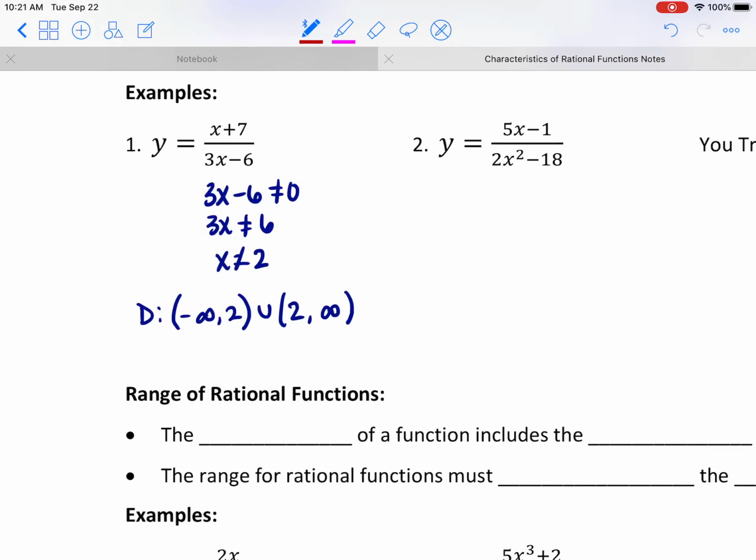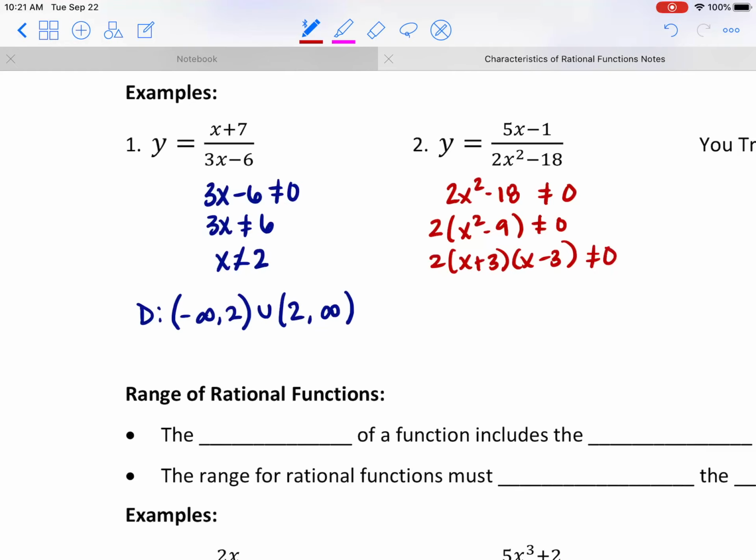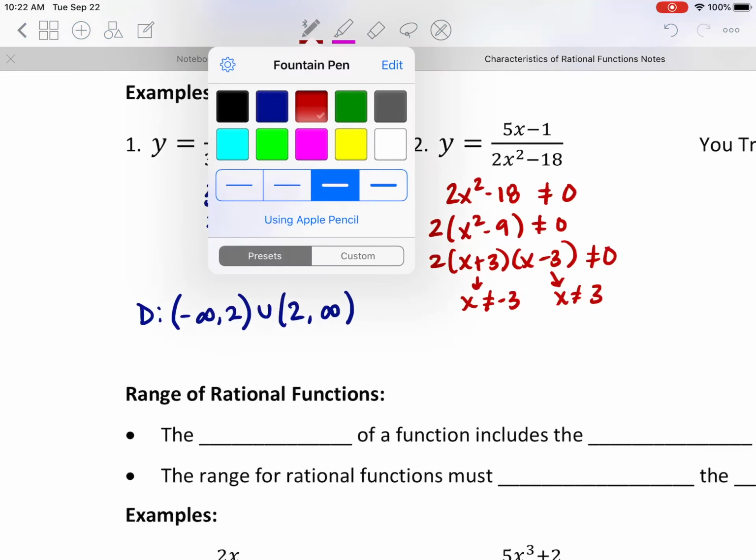Same concept. We know our denominator can't equal 0. So if 2x squared minus 18 cannot equal 0, let's see, if we factor the 2 out of this, hopefully you're recognizing this is factorable, we have a difference of squares left. So x squared minus 9 becomes an x plus 3 and an x minus 3. And if that can't equal 0, then we see here x can't be negative 3. And we see here that x can't be positive 3 because those would make our zeros. So our domain has to exclude negative 3 and positive 3.